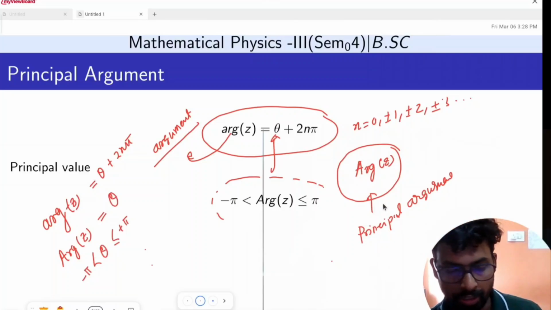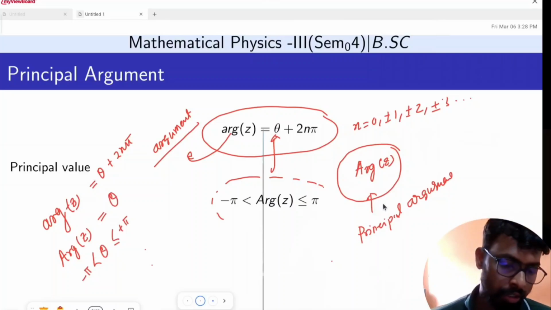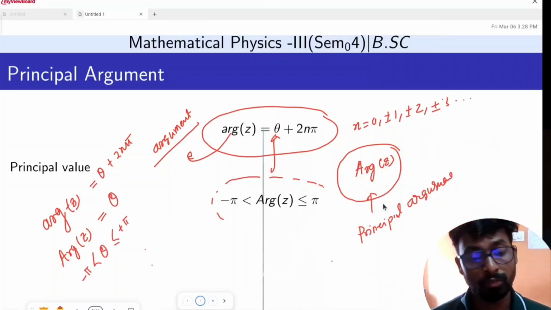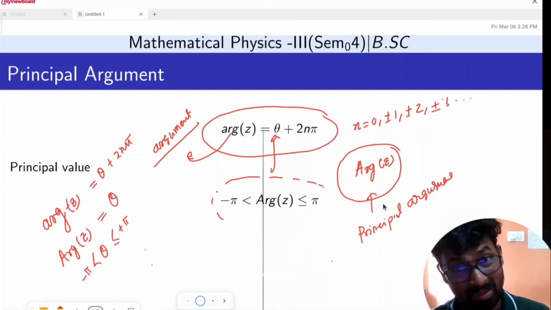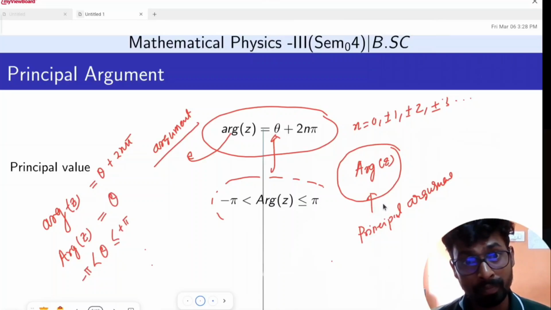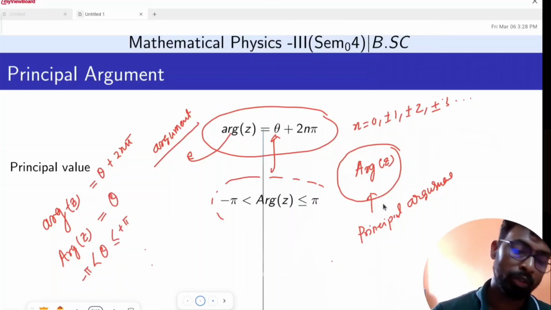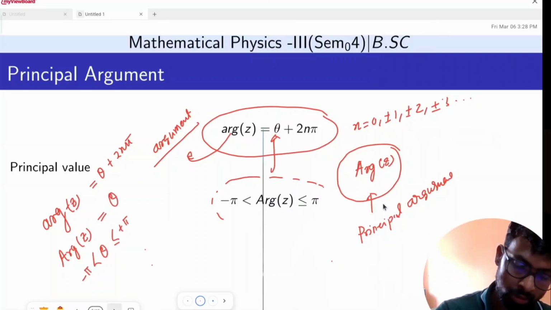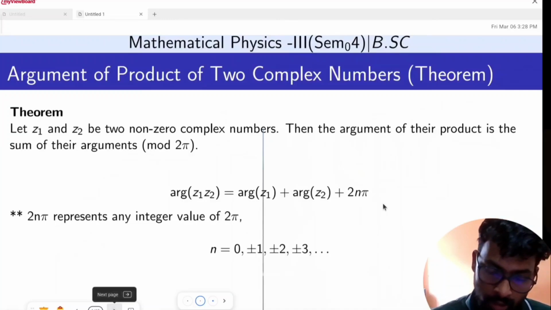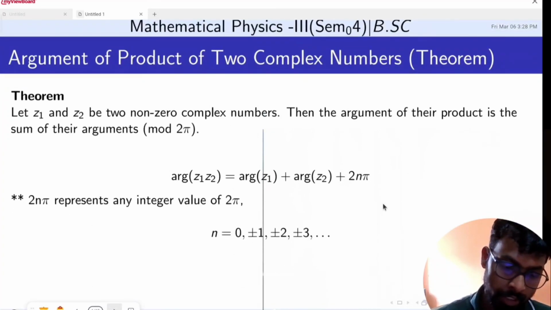Okay, so just to be clear, the argument value is nothing but theta plus 2n pi, and the principal argument value is only theta, and its value is limited only to minus pi to plus pi. Okay, in the next slide I will discuss this in detail also. Yes, this is a very good approximation here.